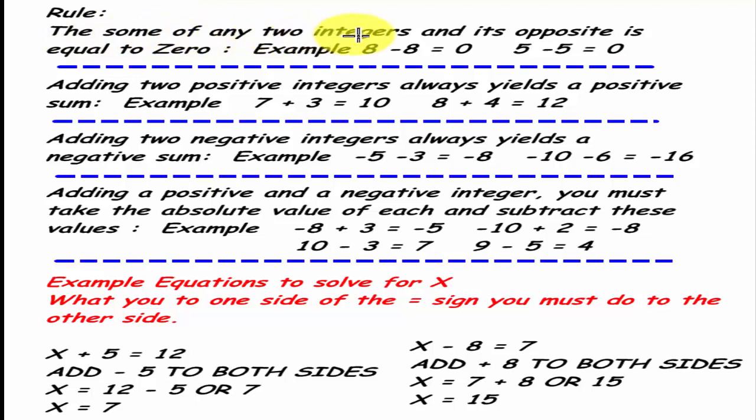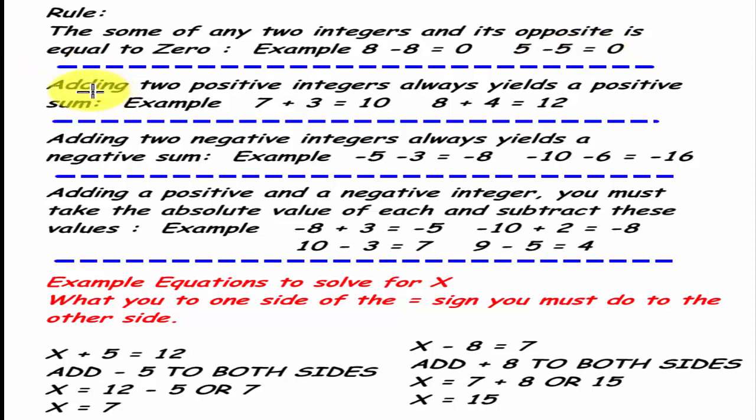The sum of any integer and its opposite is equal to 0. Example: positive 8 plus negative 8 equals 0. Positive 5 plus negative 5 equals 0.